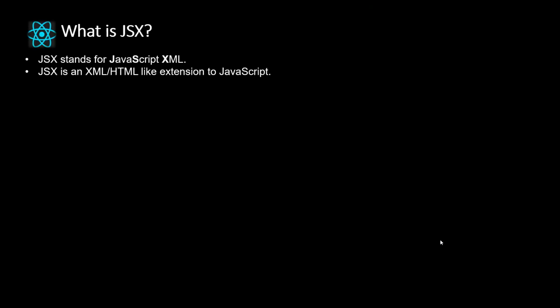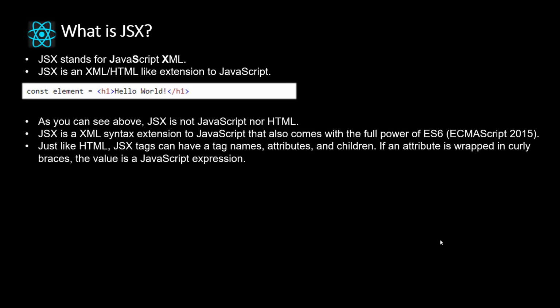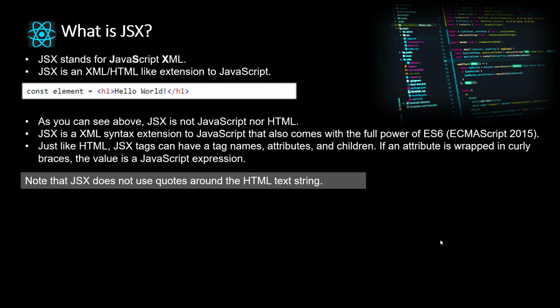What's JSX? JSX stands for JavaScript XML. JSX is an XML HTML-like extension to JavaScript. Like here you can see. As you can see above, JSX is not JavaScript. JSX is an XML syntax extension to JavaScript that also comes with the full power of ES6. Just like HTML, JSX tags can have tag names, attributes, and children. If an attribute is wrapped in curly braces, the value is a JavaScript expression. Note that JSX does not use quotes around the HTML text string.